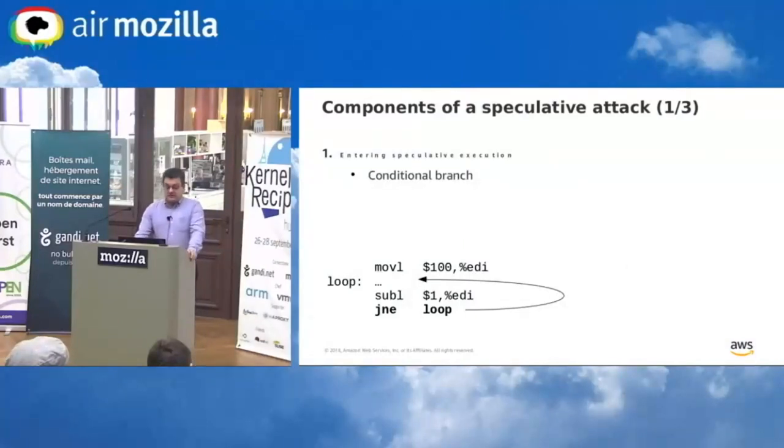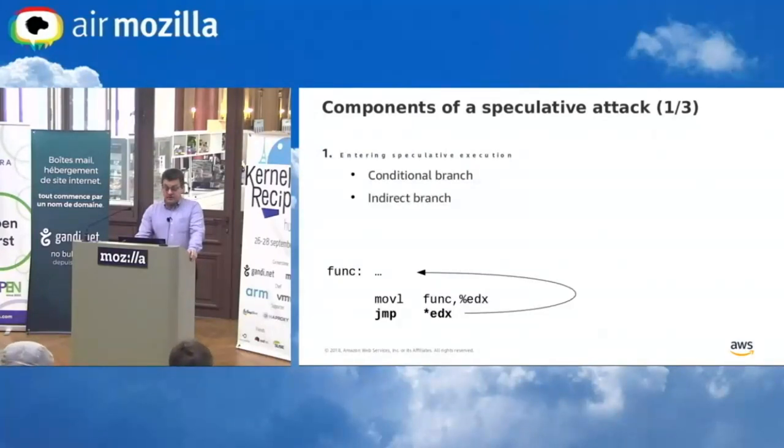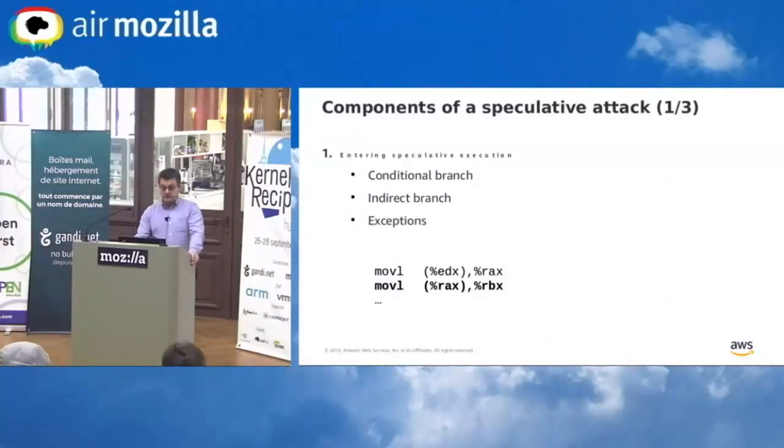So we start with getting into speculative execution, which is really easy. You can have a mispredicted conditional branch at the end of a loop. You can have indirect branches, which it learns is going to somewhere else, and then you make it go somewhere other than where it's expected. You can have exceptions. Again, memory accesses that fault, but we can continue executing after them until we realize.